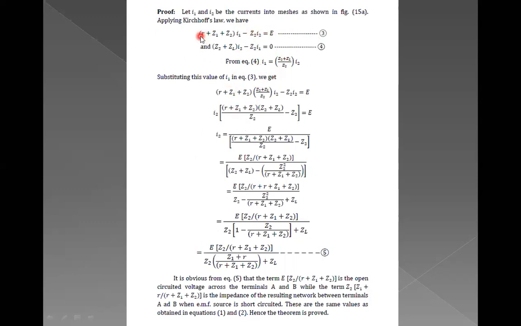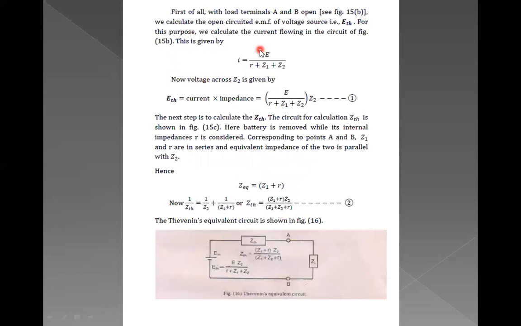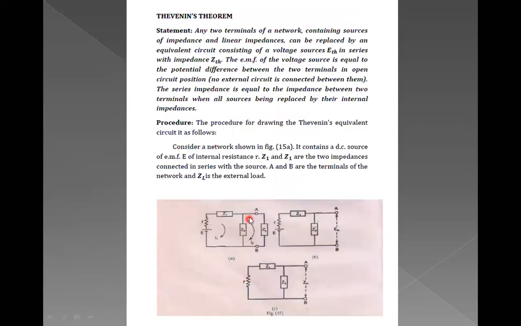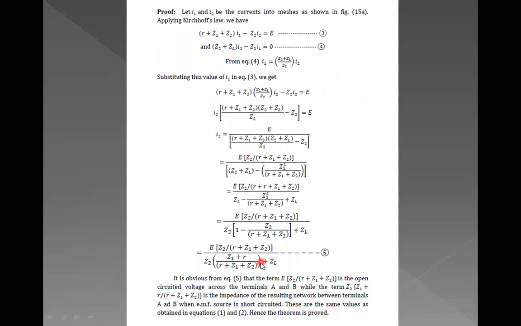So if you substitute it, how does it come? We are finding the value of I2, because I2 is the current which is flowing through the load resistance. If this I2 comes like ETH by ZTH, we can say the theorem is proved, isn't it? So that's how we are doing these mathematical calculations.